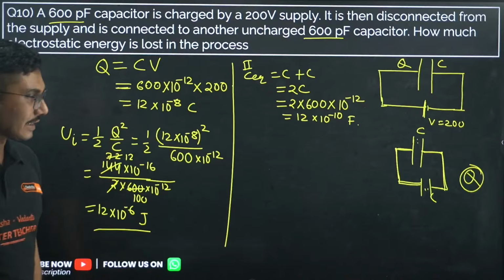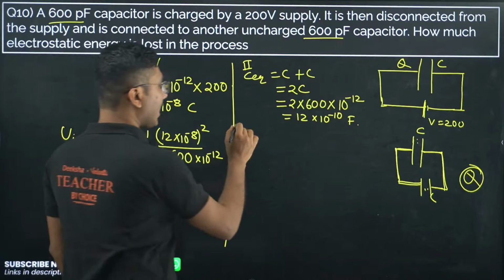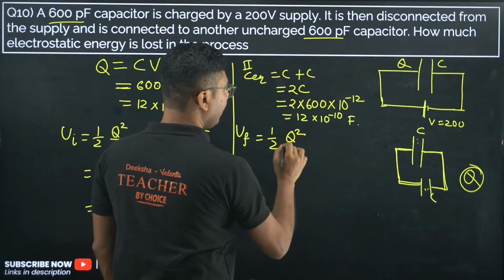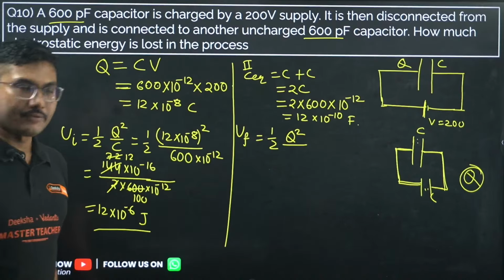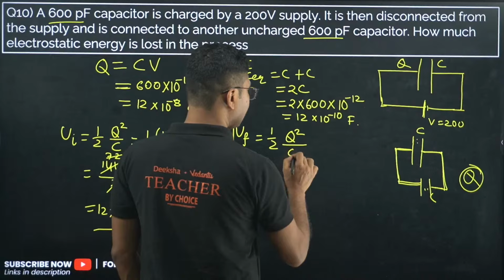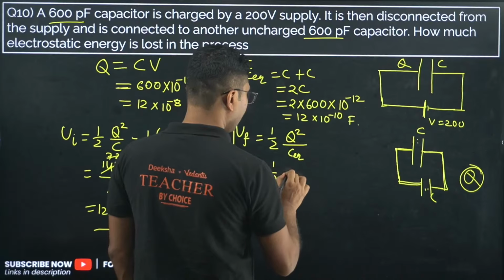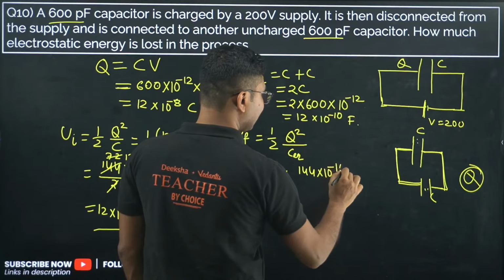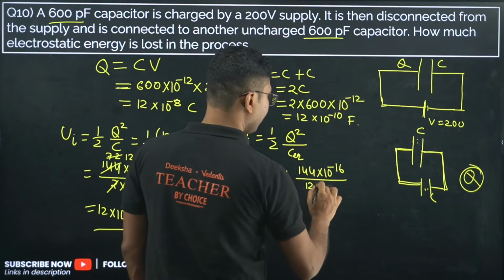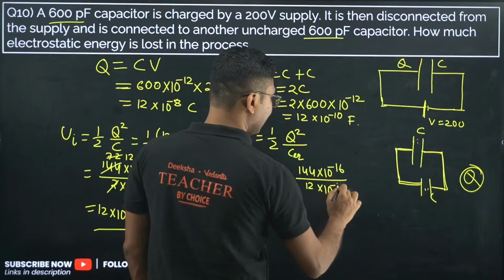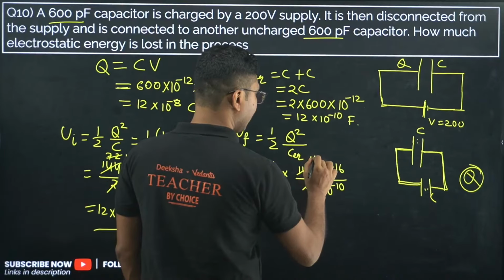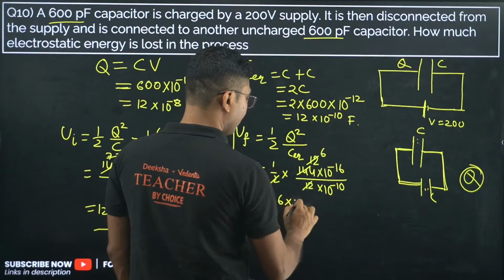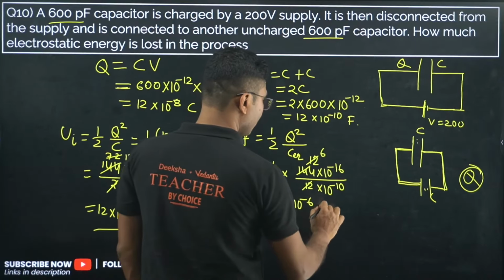Okay, so this is the equivalent capacitance. Now what is the energy stored? Final energy is half. Charge is the same due to the conservation of charge. Only the capacitance value changes, so it will be half into 144 into 10 to the power of minus 16 divided by 12 into 10 to the power of minus 10. So 12 cancels, we get 12, and 2 cancels, we get 6. So this will be 6 into 10 to the power of minus 6 joules.